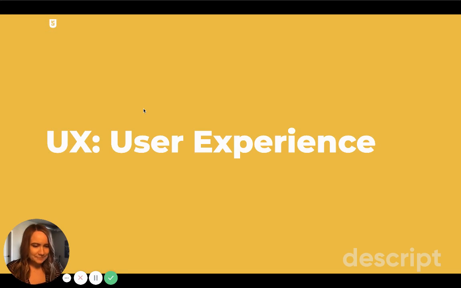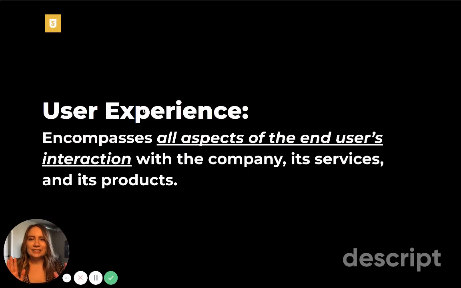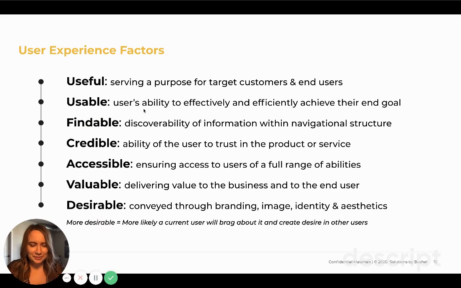User experience, UX, is everything. It is all-encompassing aspects of the end user's interaction with the company, its services, and its products. Whether we strategize or plan for it or not, an experience is already happening. It is our job to try to analyze that current experience. There are so many different factors that relate to design and development, but there are 7 that are very commonly tied with UX. Those are: is it useful?